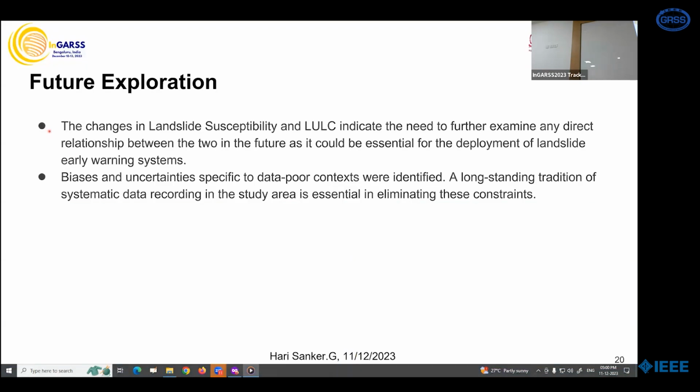Future explorations: the changes in landslide susceptibility and land use, land cover over the years suggest a relationship between these two. So we need to study the relationship that land use, land cover has on the susceptibility of the region in more detail, as it may prove vital for the deployment of landslide early warning systems for the region. Biases and uncertainties specific to data collection contexts were identified for the region, and a long-standing tradition of systematic data recording is essential in eliminating these constraints.